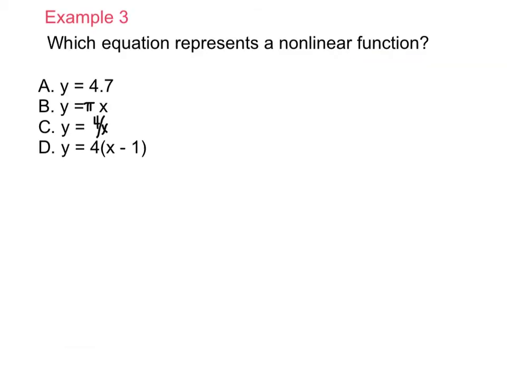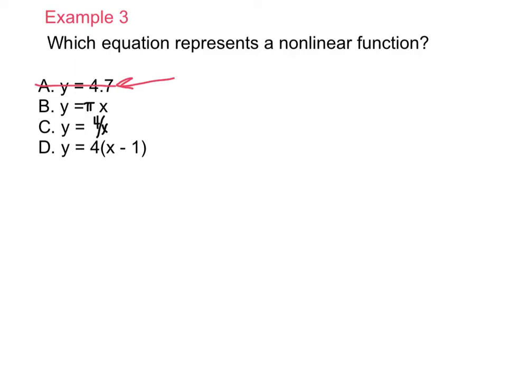In example 3, the question asks, which equation represents a nonlinear function? So we're given 4 choices, A, B, C, and D. We want to pick the one that does not form a line. Now this should be fairly easy if we just go one by one. If you look at y equals 4.7, absolutely that's going to make a line. That's going to be a horizontal line that crosses the y-axis at 4.7. So that's not our answer.